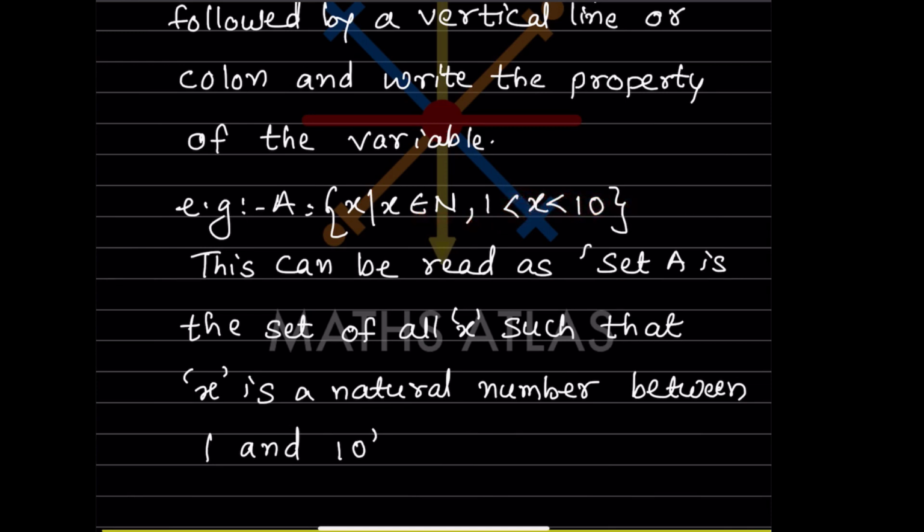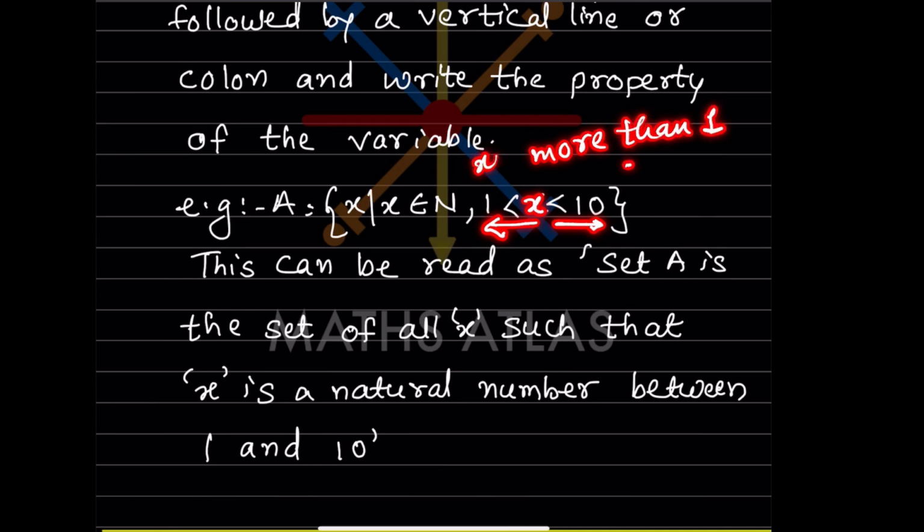First I'll tell you what this means. When we write 1 is less than x is less than 10, it means the value of x can be, going this way, x is more than 1. But going this way, it is less than 10. Means it is more than 1.